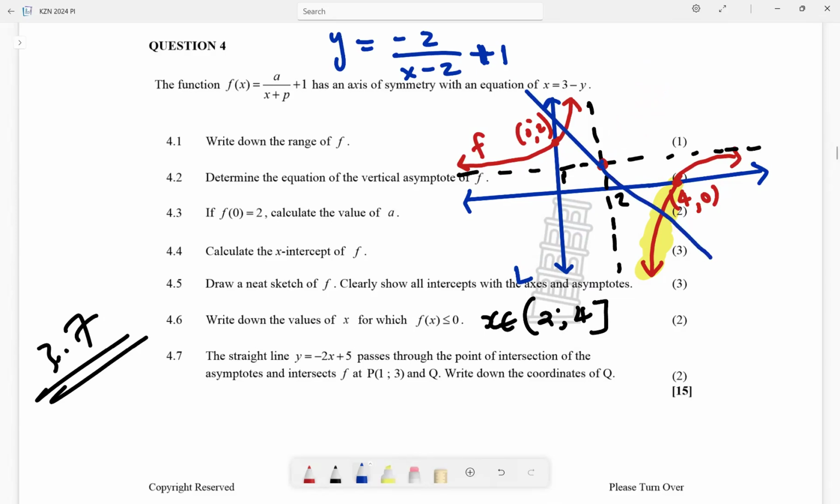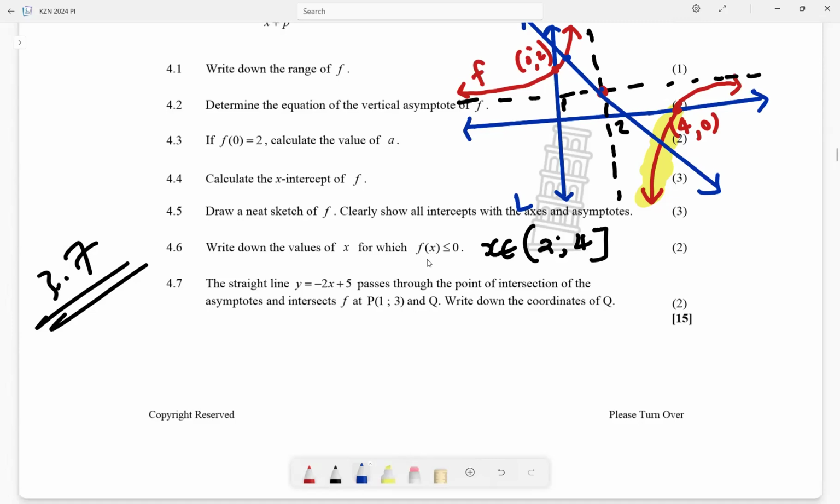Can you see? When I draw it like this, it now intersects my graph, and I'm told these points might be 1 and Q and 3 and Q. So basically, even if you do not draw that, what you have to know is that this line passes through the point of intersection and intersects our graph of f, so we can equate this to the graph of f.